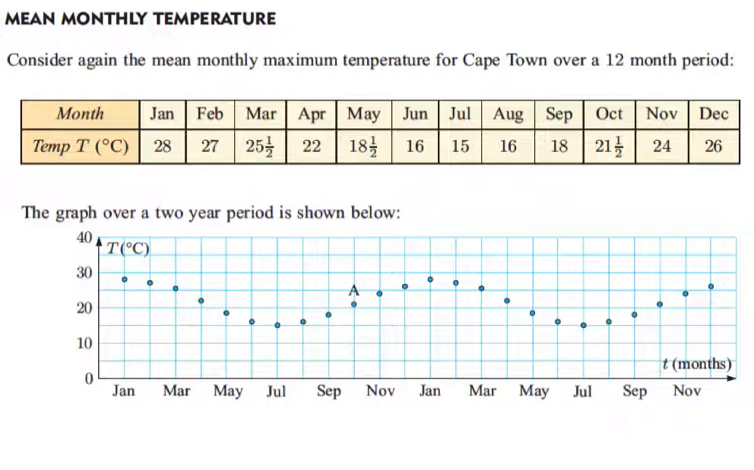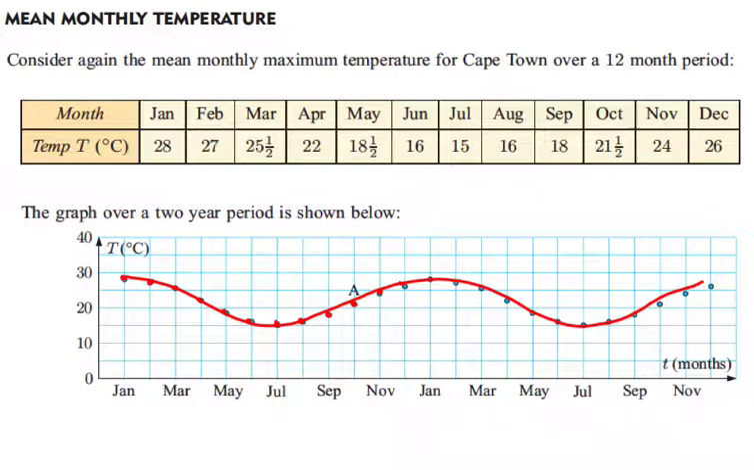So what they did is they graphed, here's January, 28 degrees, February, 27 degrees, and they continued this. Okay, you'll notice that the temperature looks like what type of trigonometric function? Sine or cosine, right? So we know it's either a sine or cosine function. It kind of dips down, comes back up, dips down, comes back up.